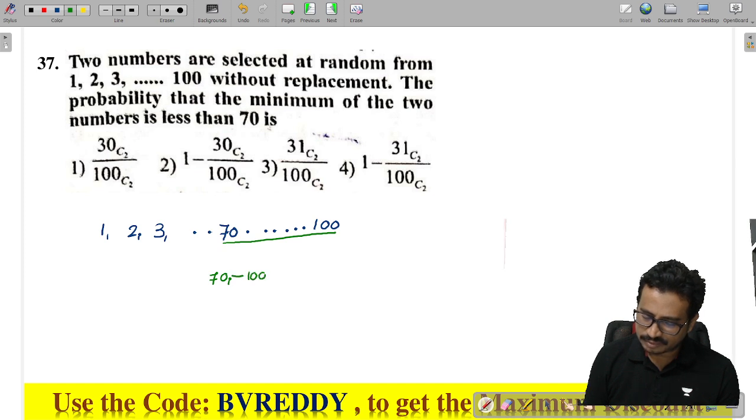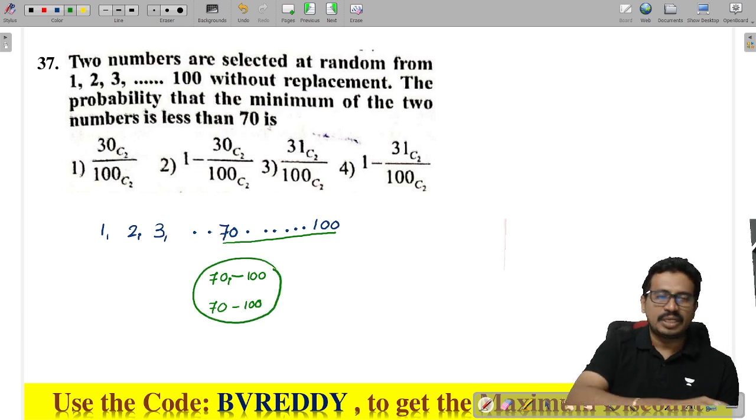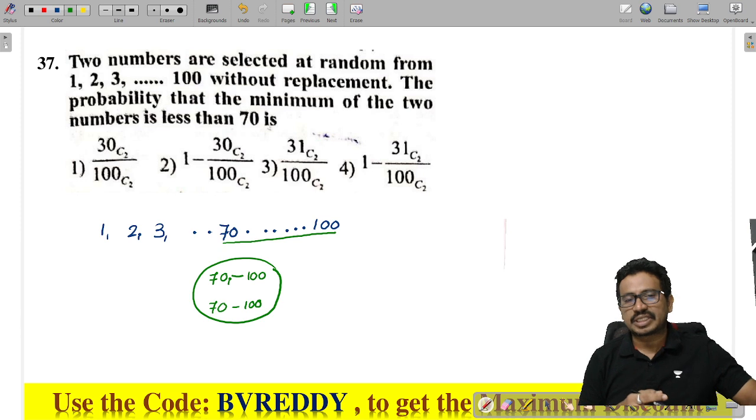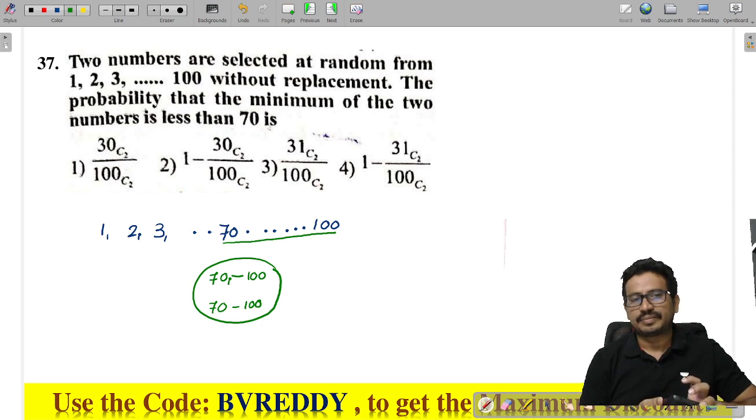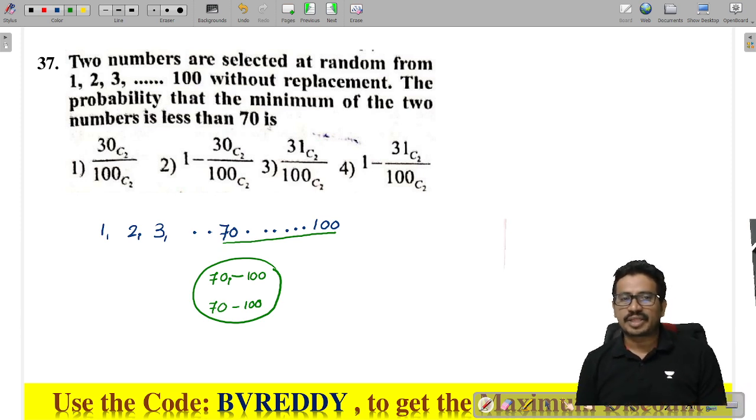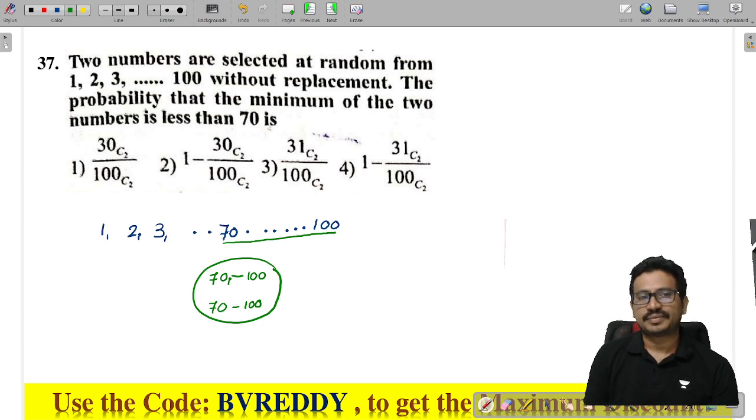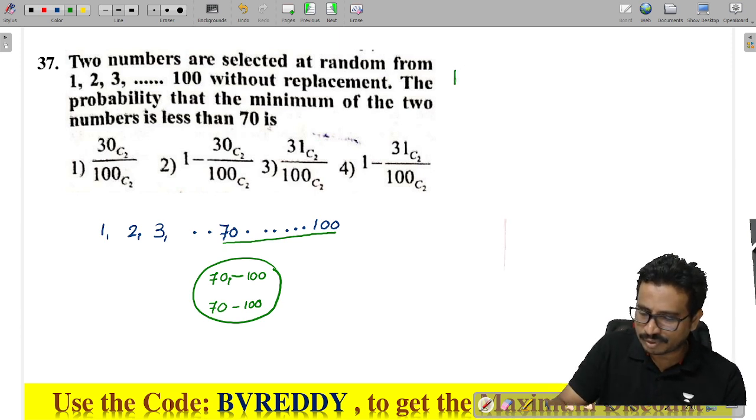Let us consider. And the second number also I have selected from in between 70 to 100. That means what happens now here, the minimum of this will not come up less than 70, it will be greater than 70. So it becomes greater than or equal to 70. So I need to get the two numbers, those two numbers, the minimum of the two numbers must be less than 70, we need.